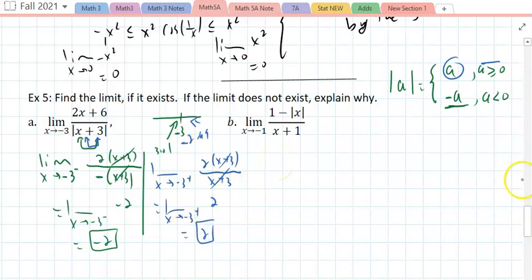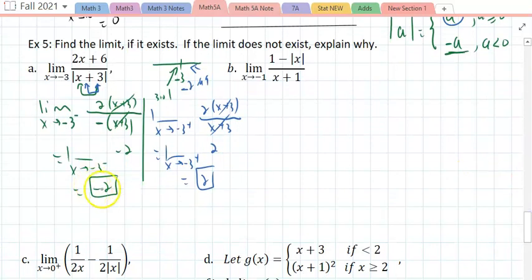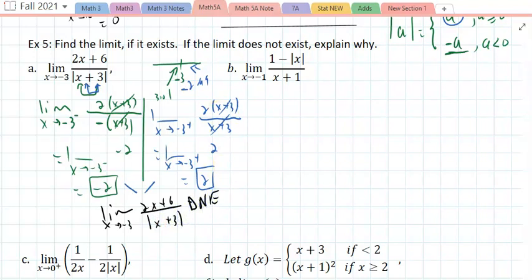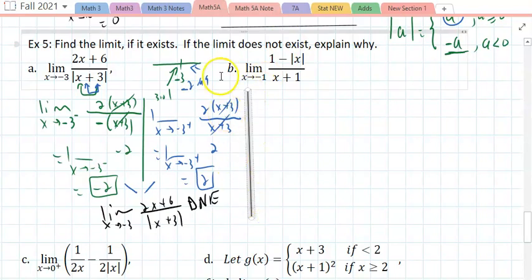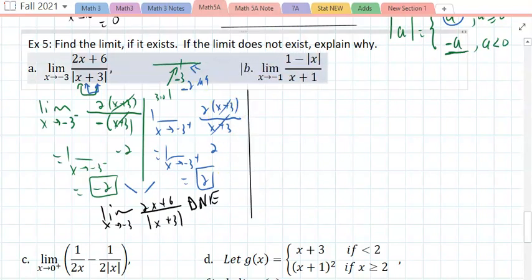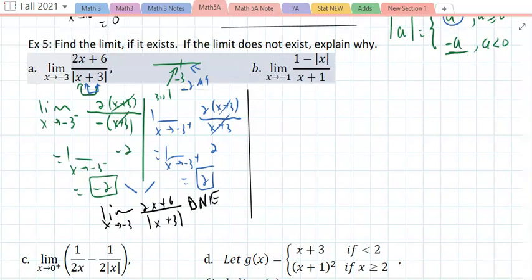But what do you conclude? I took the limit from the left, I got it to be negative 2. The limit from the right, I got it to be 2. Therefore, the limit as x approaches negative 3 of 2x plus 6 over absolute value of x plus 3 does not exist. And if they say justify your answer, you say because the limit from the left does not equal the limit from the right.